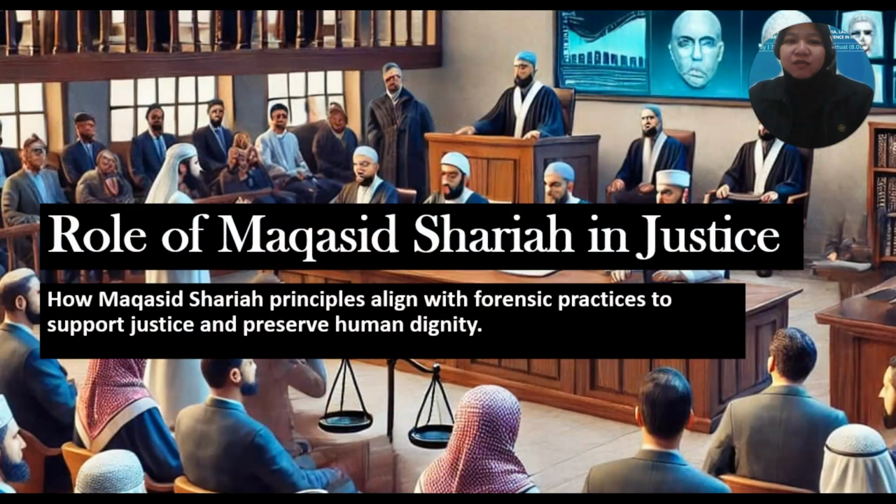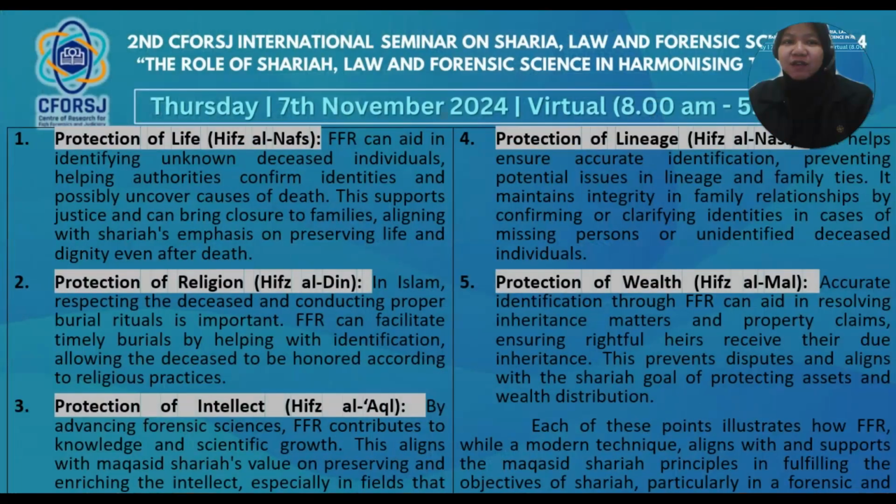So, what is the role of Maqasid Sharia in justice? How do Maqasid Sharia principles align with forensic practice to support justice and preserve human dignity? As we know, Maqasid Sharia preserves 5 objectives in line with Islamic law. So, let's discuss this with FFR.